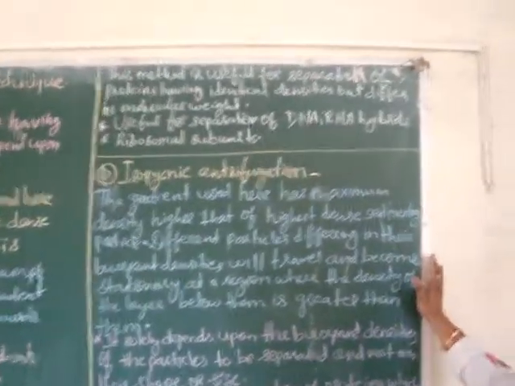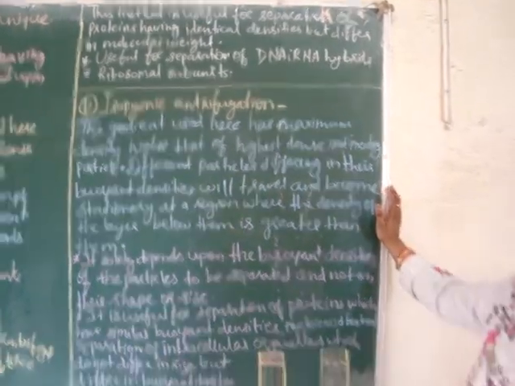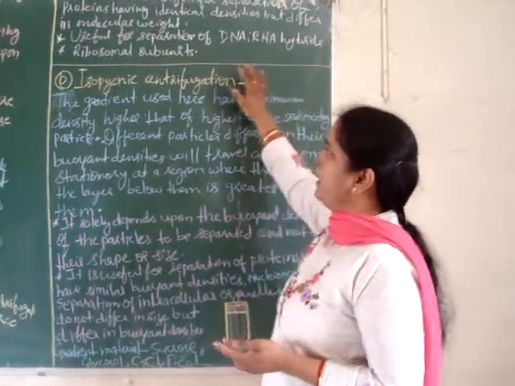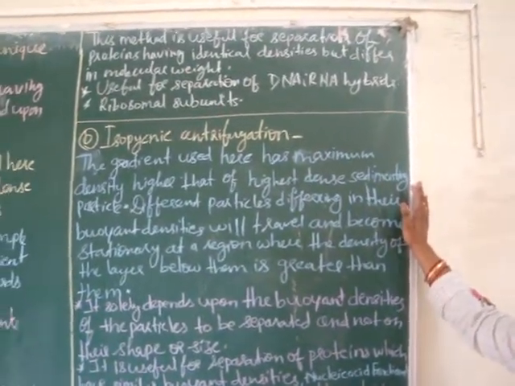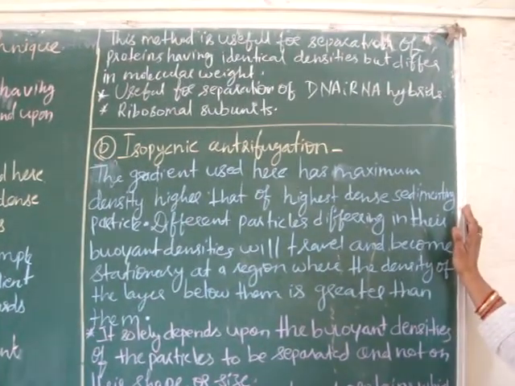Now this method is useful for separation of proteins having identical densities but differing in molecular weight. It is also useful for separation of DNA and RNA hybrids, and for the separation of ribosomal subunits.